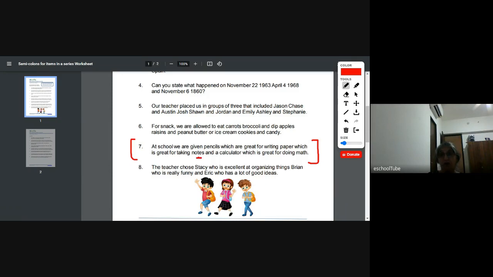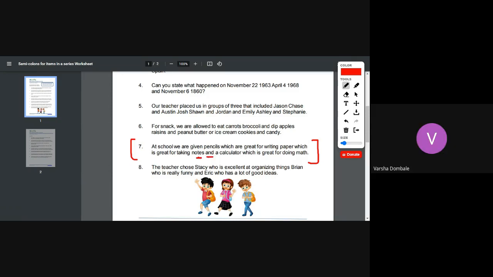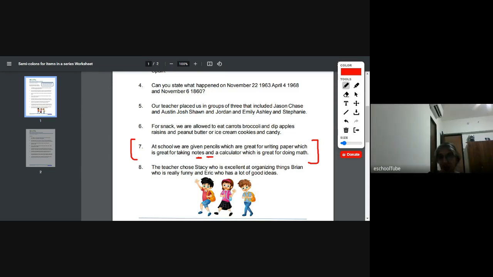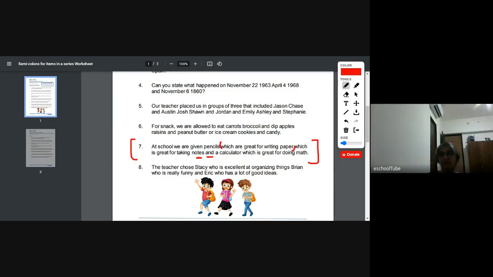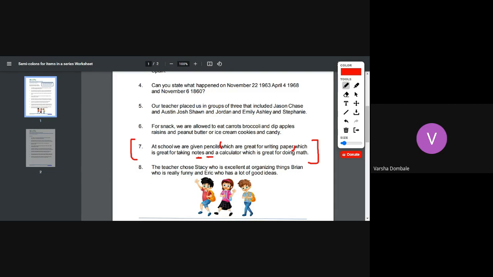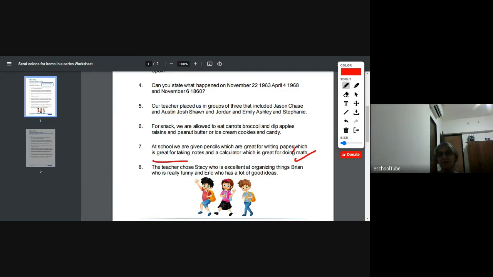अरे notes के बाद तो and है. No, no. Which are, see, Miss, there are these groups. After writing paper, we will put semicolon. Okay. Then a calculator which is great for math. Absolutely right. Perfect. Chalo, Rasik, your turn, and then we'll end the class.